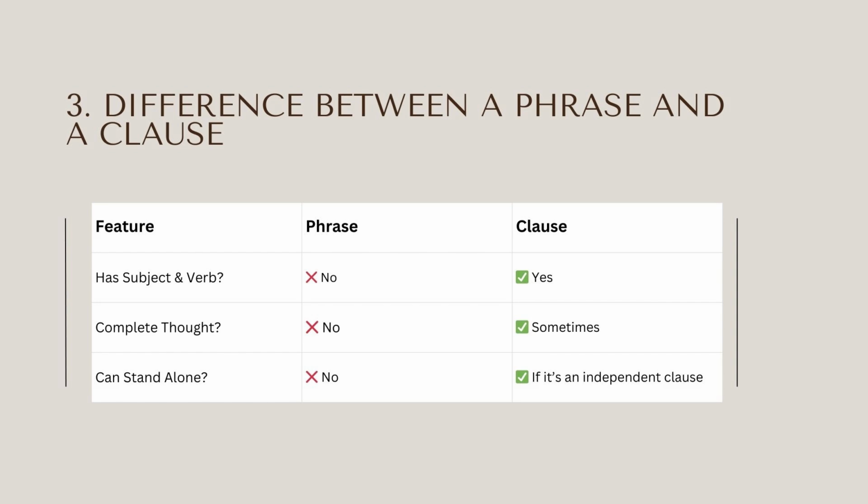Let's look at some differences between a phrase and a clause. Feature: phrase, clause. A phrase has no subject and verb, but a clause has a subject and verb. A phrase is not a complete thought, but a clause sometimes is a complete thought. A phrase cannot stand alone, and if a clause is an independent clause, then it will stand alone.